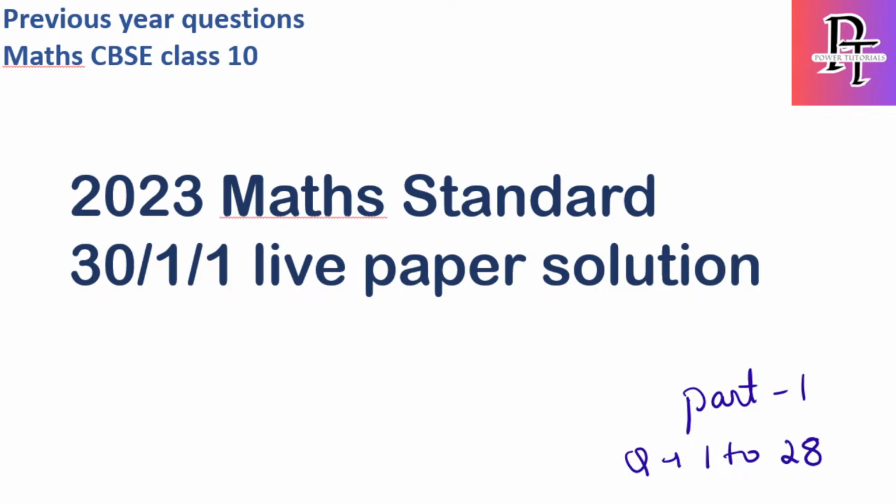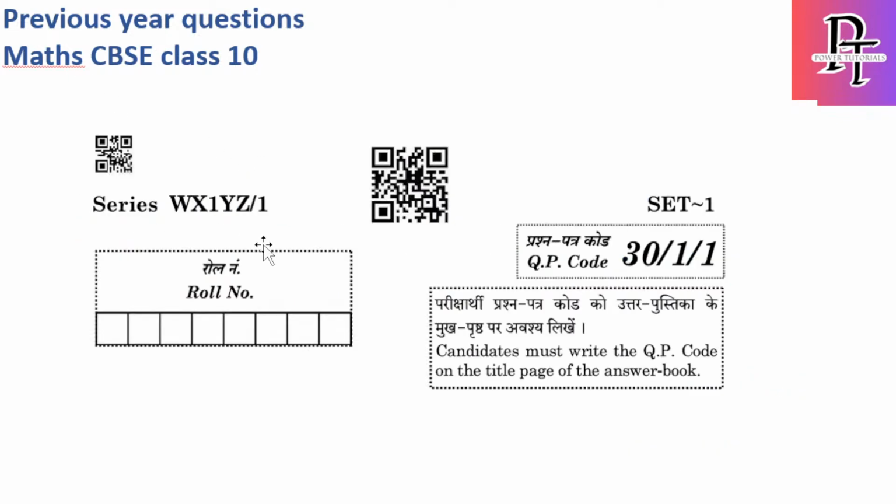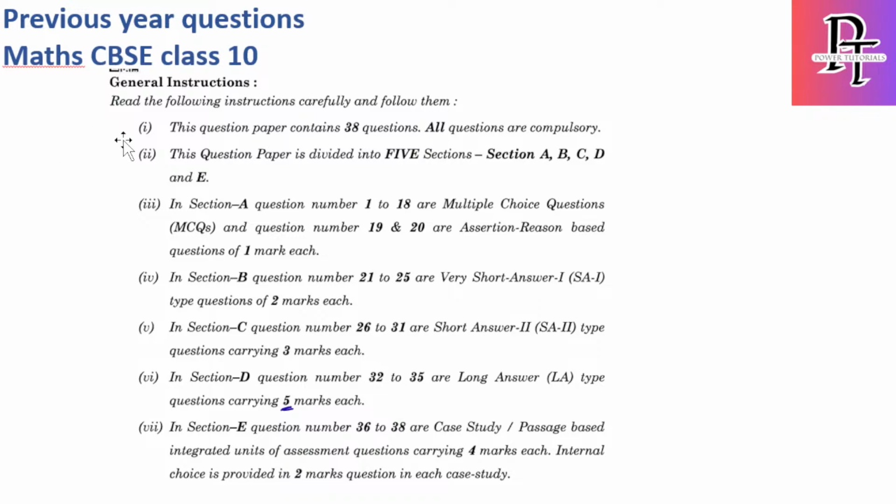So before going to the questions, as usual, first we'll see the instructions. The set number is 30/1/1, and the instructions for this paper are: in total we have 38 questions, containing 5 sections: Section A, B, C, D and E. Section A contains 20 questions, out of which 18 are MCQ and 19 and 20 are assertion and reason type questions, and all are 1 mark questions.